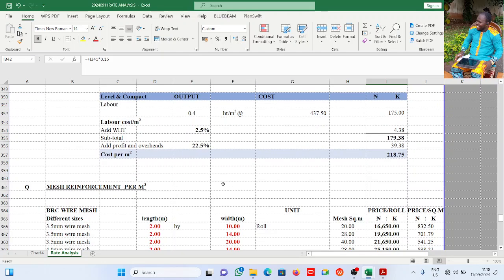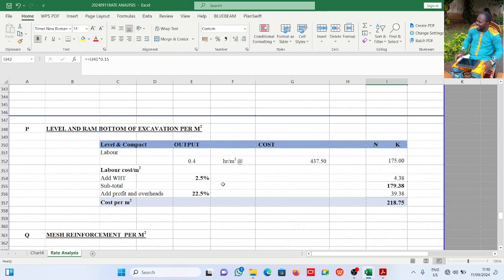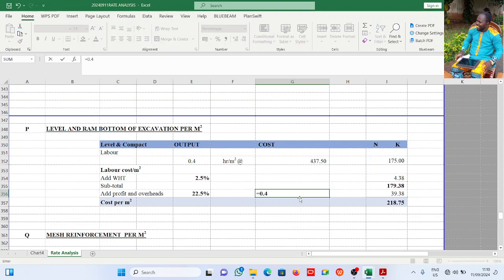Okay, then level and ram bottom of excavation. Per square meter the labor spends 0.4 hours. Take off 0.4 times 60, that is 24 minutes. So this gives me this, then I add withholding tax, and I add profit and overhead.